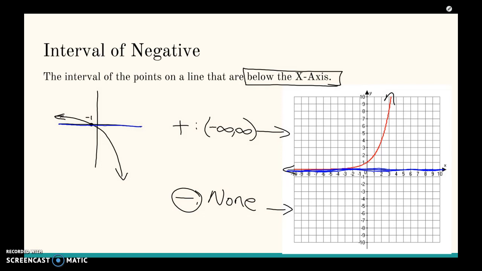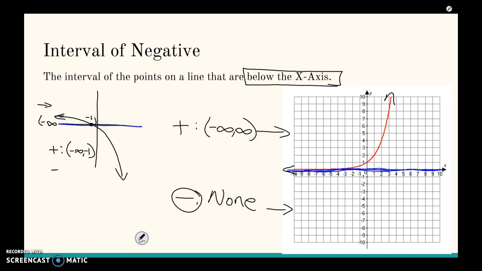So when I identify the positive and negative for a line like this, the positive is going to be everything that's above. So here I'm going to have everything from negative infinity all the way to -1. Okay? So that's going to be everything from negative infinity to -1. So that would be written as negative infinity to -1.